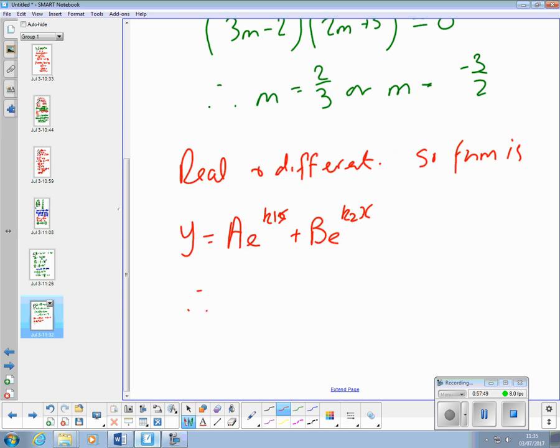Therefore, the general solution is y is equal to a e to the 2/3 x plus b e to the minus 3 over 2 x. Yeah. Okay.